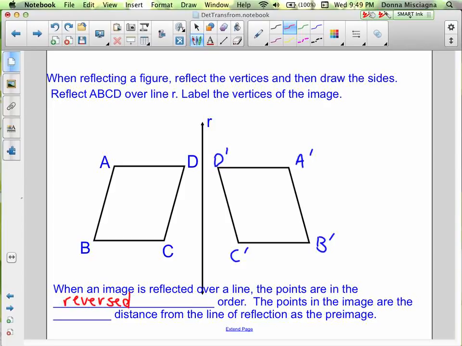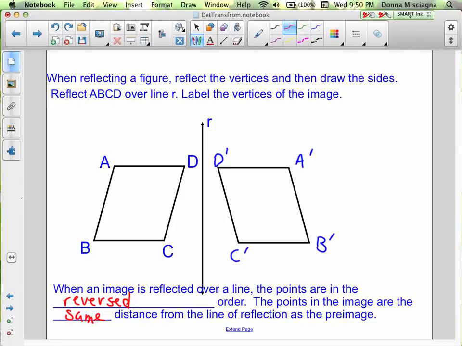The points in the image are the same distance from the line of reflection as the pre-image. Right? So now I'm not exactly perfect. We just kind of eyeballed it. But we're trying to keep it the same distance from the line of reflection. So you did the best you can to draw A prime, B prime, C prime, D prime as the image of figure ABCD reflected over that line of reflection.